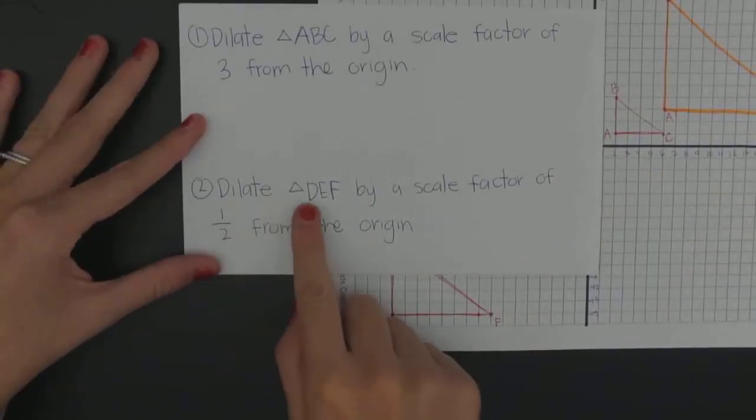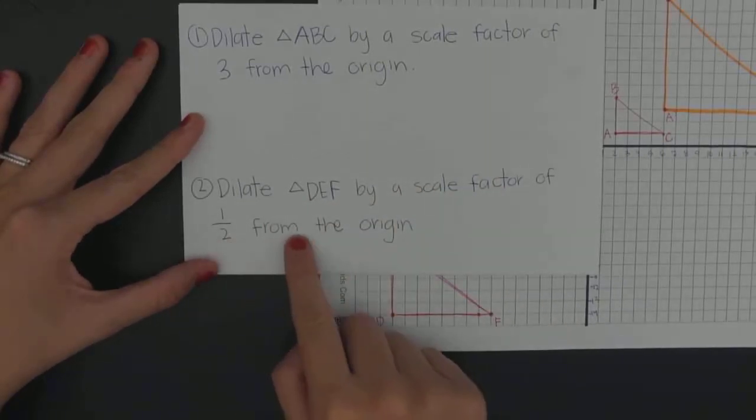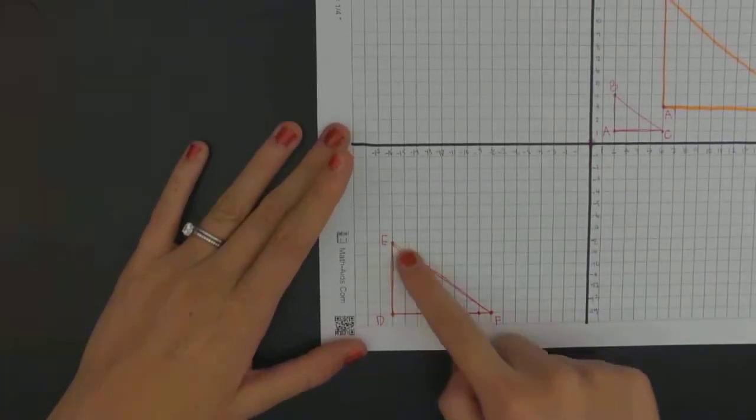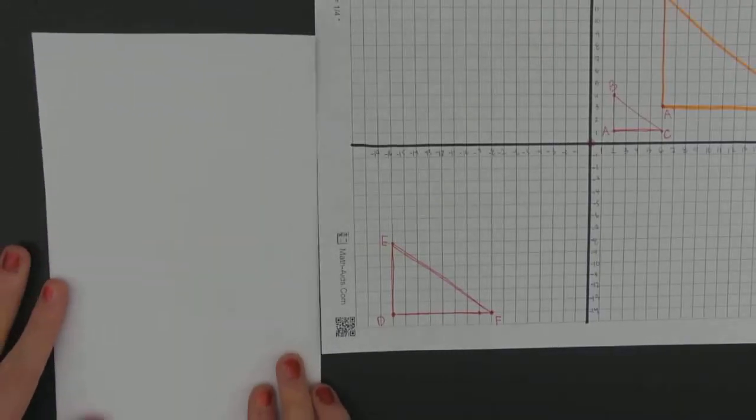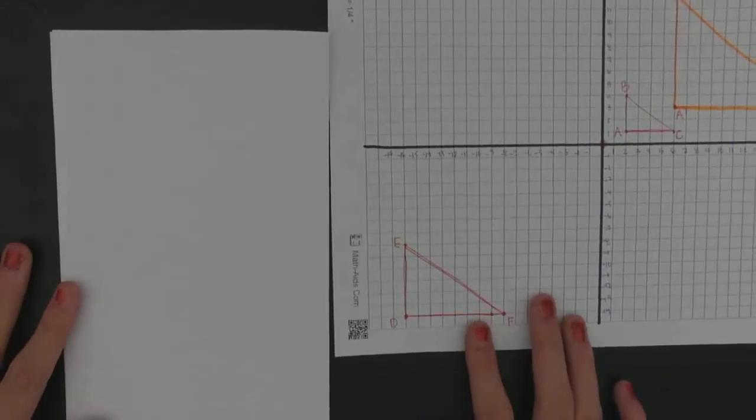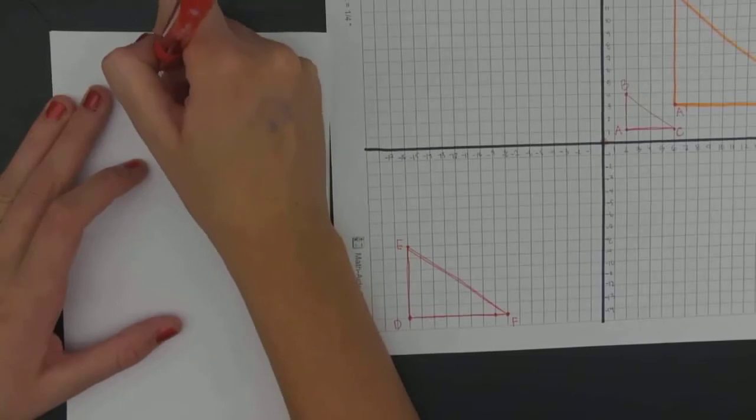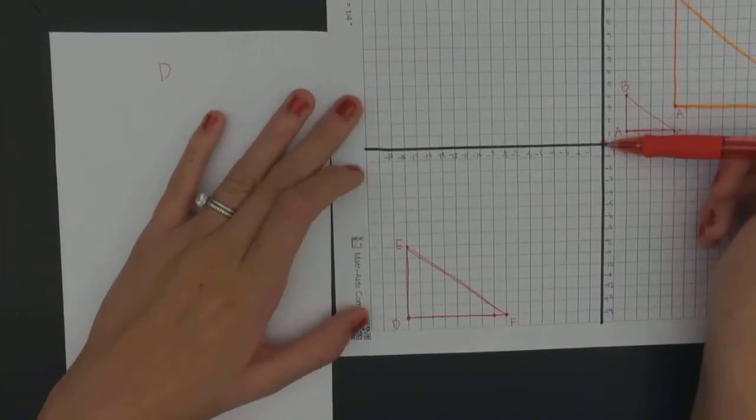Question 2 says dilate triangle DEF by a scale factor of 1/2 from the origin. Alright, so here's triangle DEF, and I want it to be half as big, right? 1/2, so 1/2 as big, and 1/2 the distance as well from my origin. Okay, so the first thing I'm going to do is figure out how I get to each point. So let's do point D right here. How did I get to point D from my center of dilation, which is my origin?